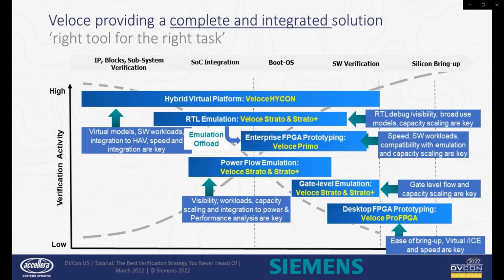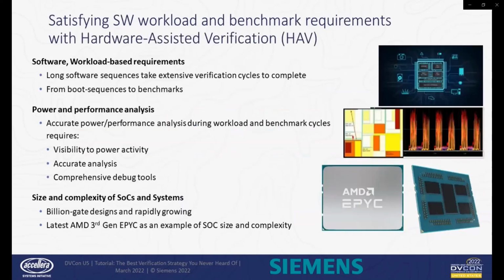This offering is the complete and integrated solution. And you can see that Siemens EDA now has all the pieces of the puzzle for verification and fully integrated into a single Veloce platform. This is a complete platform that provides the right tool for the right task. Veloce software workload and benchmark requirement with hardware-assisted verification is used to satisfy workload and benchmark requirement.